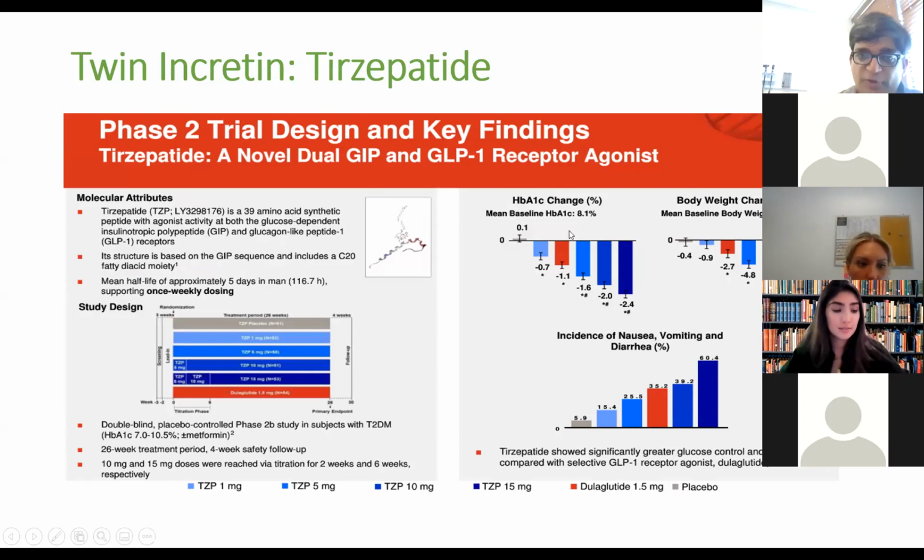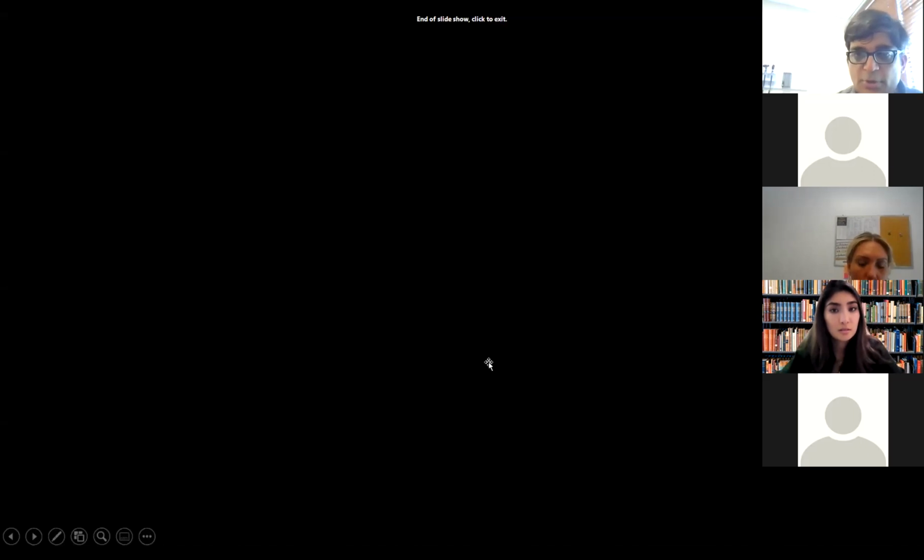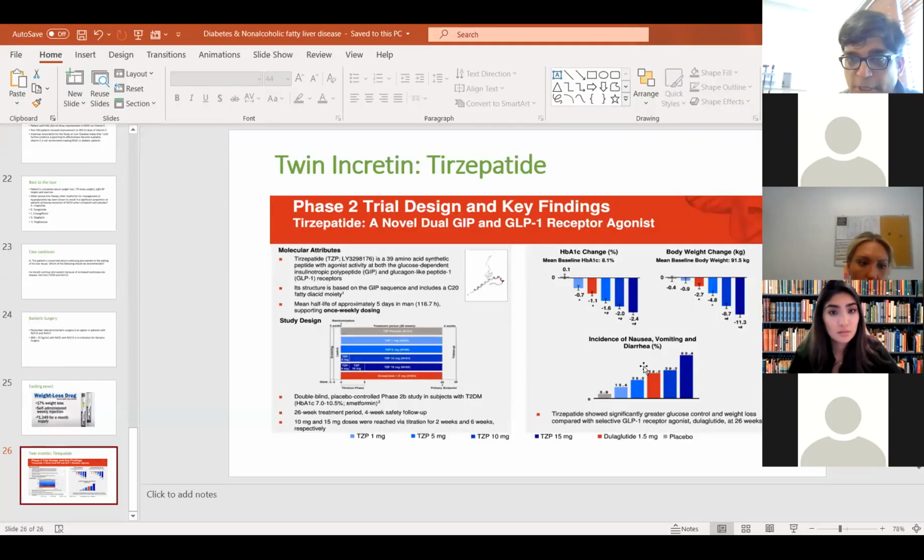And this is just some phase 2 data on these here. So the weight loss is quite significant. A1C change is significant, and weight loss compared to, so the red is your Trulicity, and this blue here is tirzepatide. And if you can see here, the weight loss is quite significant compared to a GLP. So these two incretins, when mixed together, work really well.